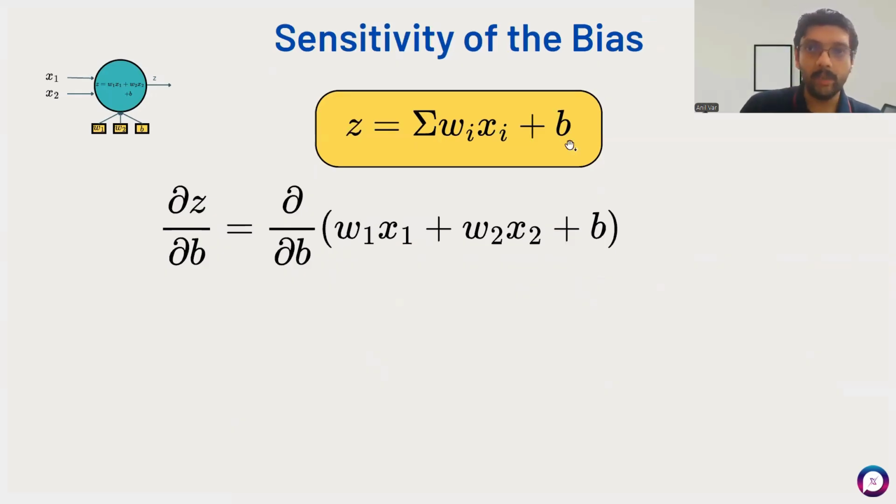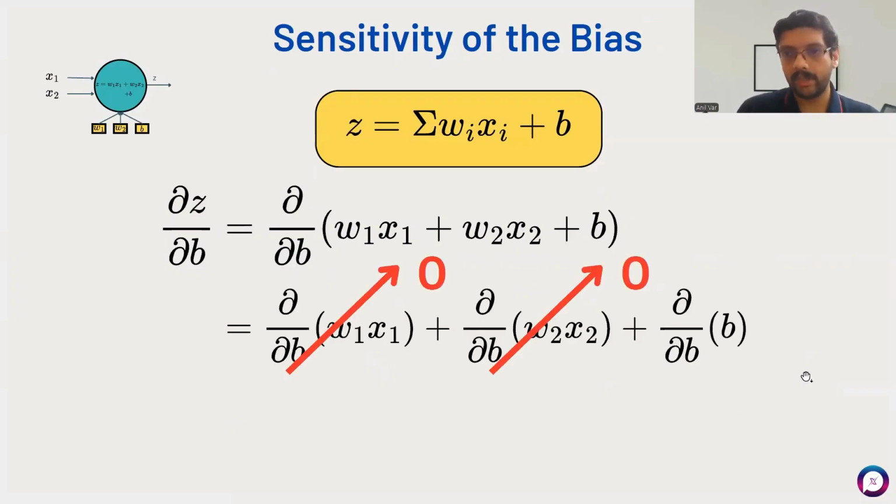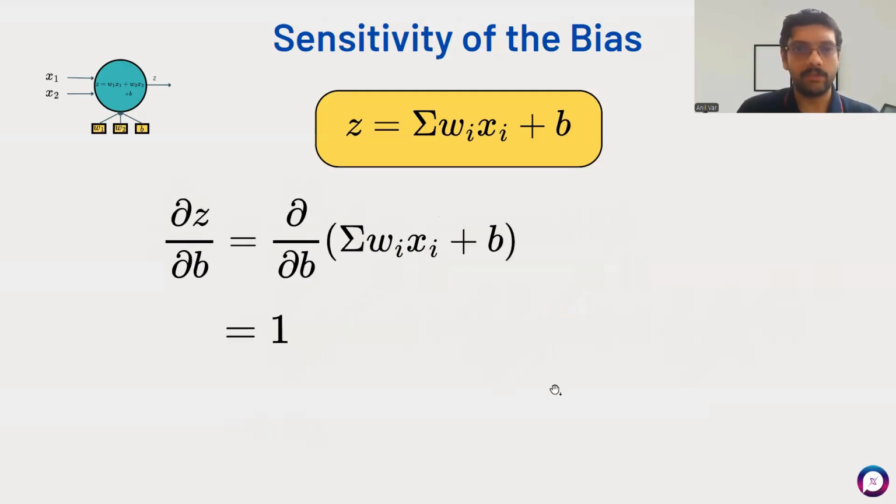What's the other parameter? The bias. So you need the derivative with respect to the bias. Again, same differentiation, but now the only term that shows up is this. The other two are independent of b, and the derivative of b with respect to b is 1. So the derivative with respect to the bias of z is 1.